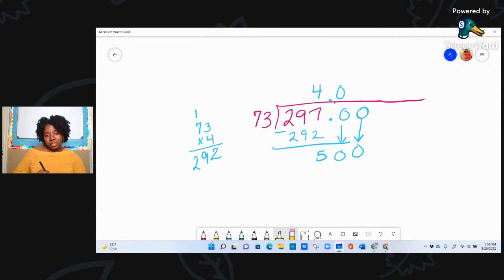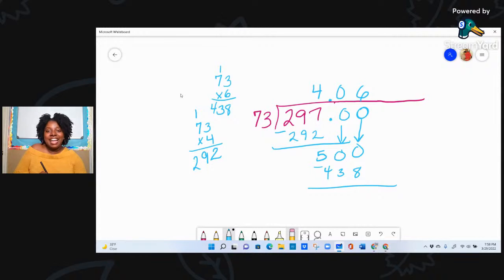Okay, so we know 292 is a little bit further away, right? So let's keep going. Let's try 73 times 6. Okay, we're trying to get close to 500. All right, we get 438. Now, if I add 73, even if I add 70, I can see it's going to go above 500. So we subtract, and you keep doing all the things.